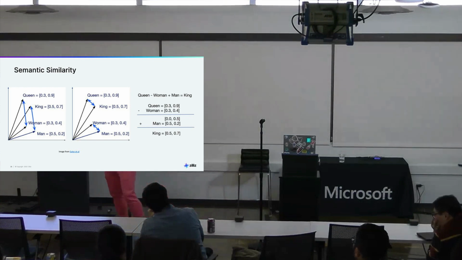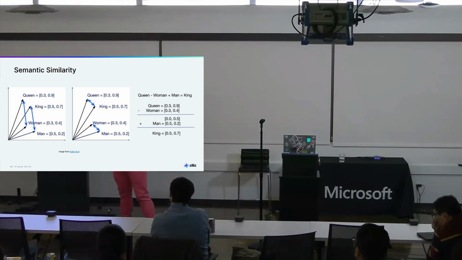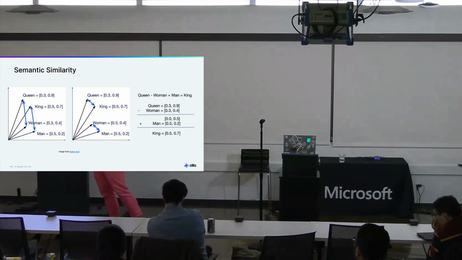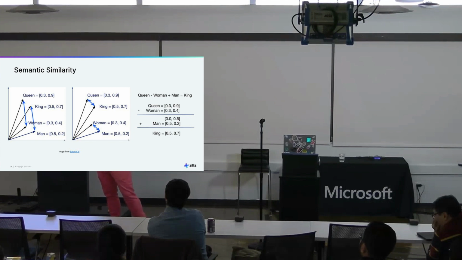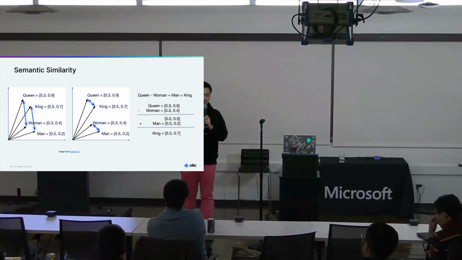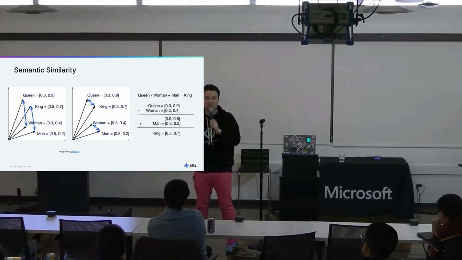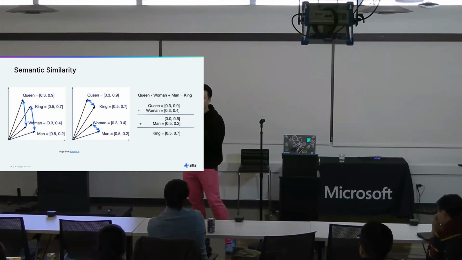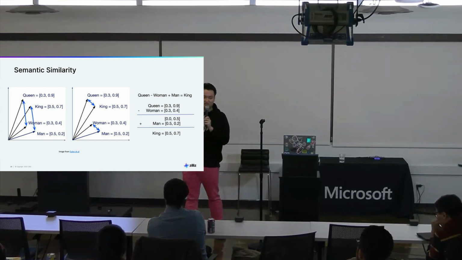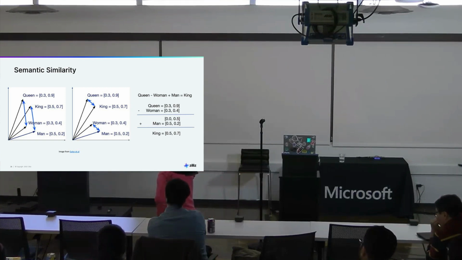Queen is 0.3, 0.9. King is 0.5, 0.7. Woman is 0.3, 0.4. And man is 0.5, 0.2. I want you to notice here that woman and queen have the same value along this x dimension, this x-axis, 0.3, right? And king and man also have that same value. One thing I really want to make clear, that does not tell us what that dimension means. This dimension does not necessarily mean gender or sex, okay? This dimension is just saying that these words relate the same along this specific dimension. And that's all it is, okay?